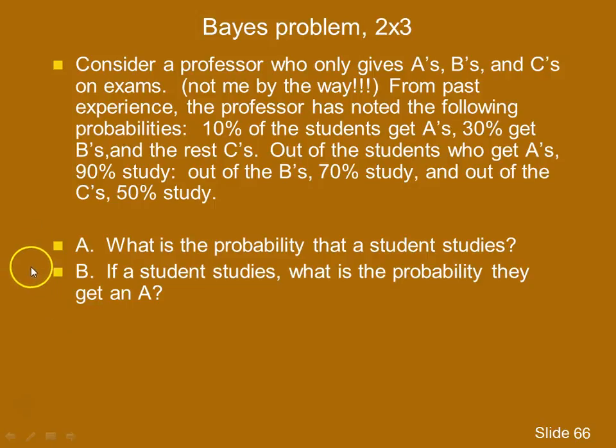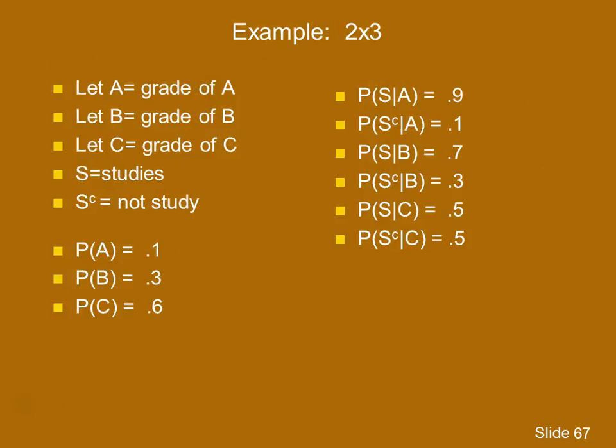Now this time I'm going to ask you two questions. I'm going to break the question into two parts. What is the probability a student studies? And if a student studies, what's the probability they get an A? Again, identify your variables. You'll notice what's different about this problem is one of the variables, your grade, has three alternatives to it, A, B, and C. The other variable is whether you studied or not, two alternatives. So here we're going to have a 2 by 3, as we'll see when we draw a table in a minute.